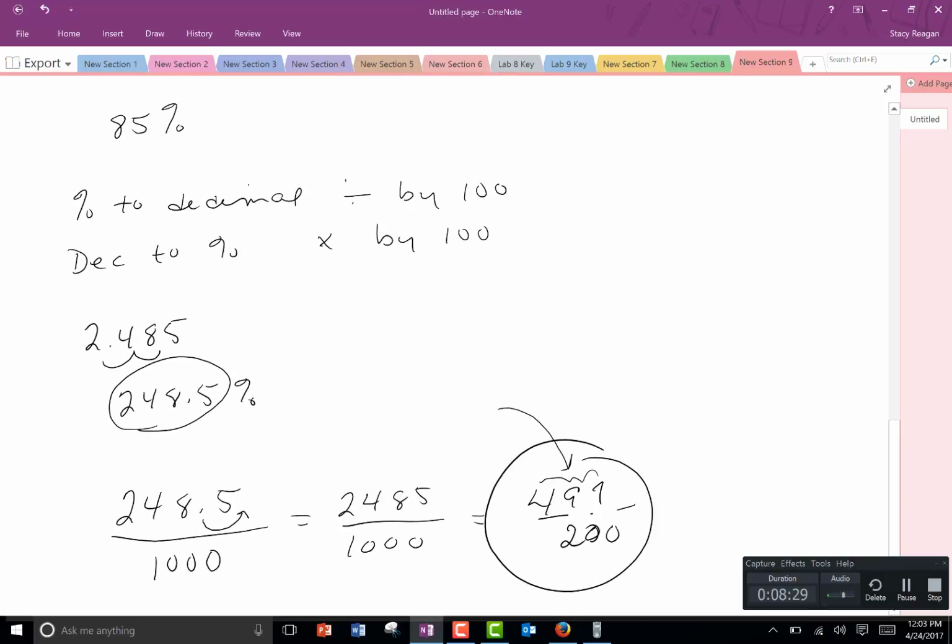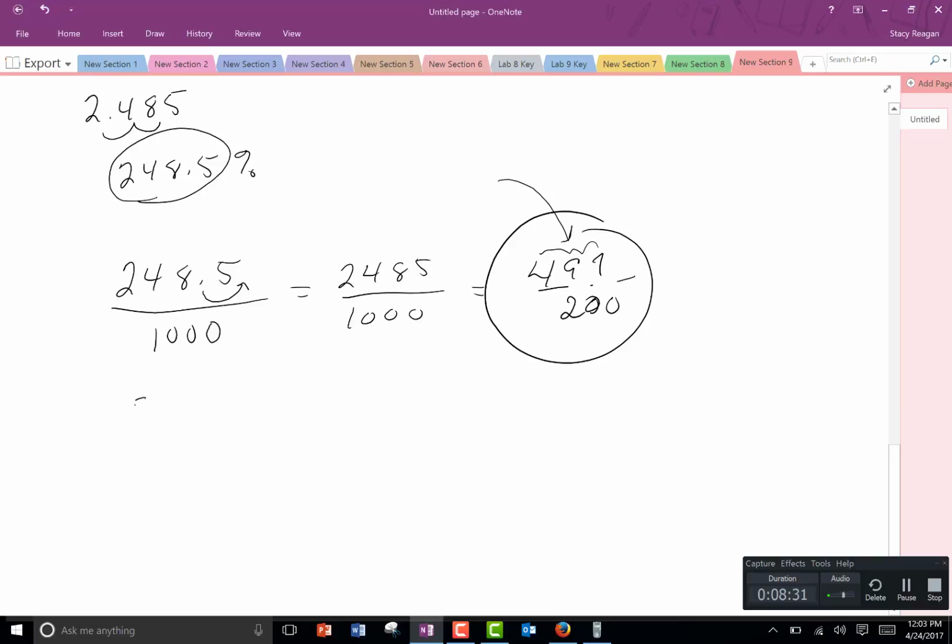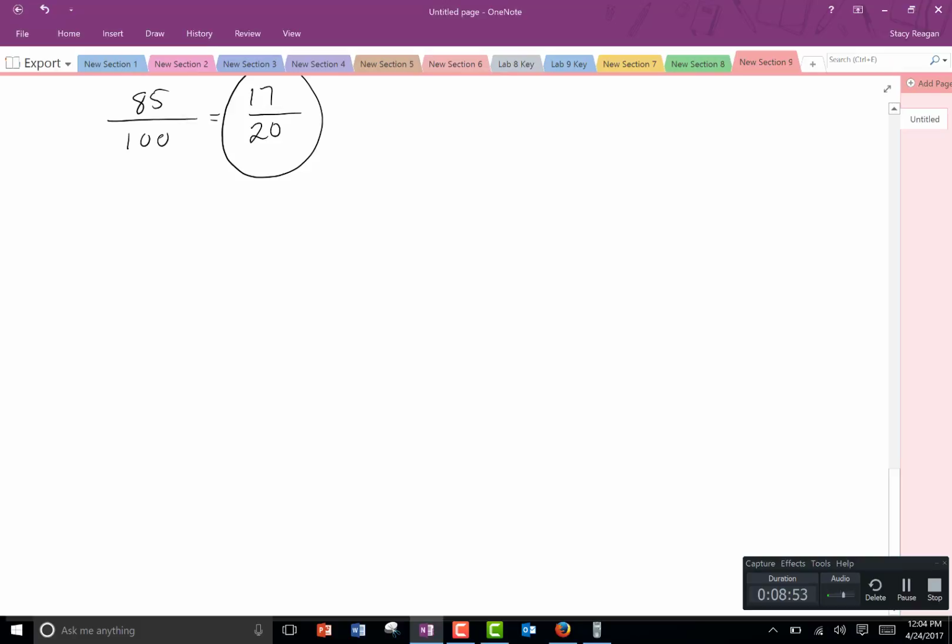If we go back up to the one we were doing before, 85%, if I put 85 over 100, let's see, 5 goes into 85, so we can reduce it that way, and 5 goes into 100. So there's our reduced fraction for that one. If you're bad at these, put them in your calculator and let the calculator do the reducing for you so that you won't make mistakes.